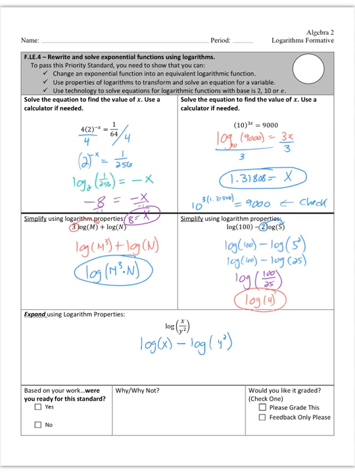And I also have the property that says if I have an exponent, the exponent can come right down in front. So I'm going to do that. 2 can come in front. So now I have log of x minus 2 times log of y. And this is as expanded as it can get.